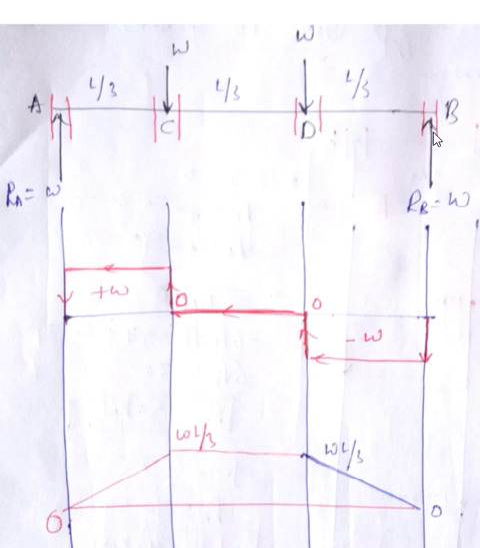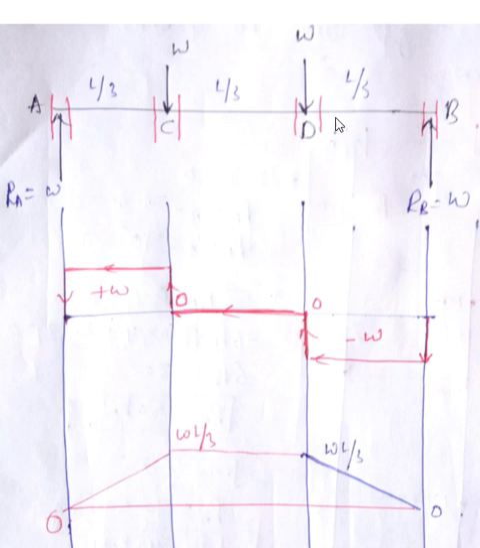From the right hand side there is only one force, and it is acting in the upward direction, which means it is negative shear force. The value is W, so it will become minus W. From the 0 line I need to move downward because it is minus W. Suppose this is the point of minus W.